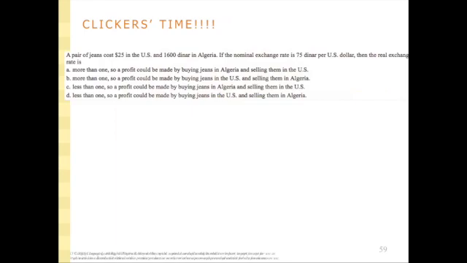So let us do a very quick clicker. A pair of jeans costs $25 in the US, P, and 1,600 dinar in Algeria, P star. If the nominal exchange rate is 75 dinar per US dollar, then the real exchange rate is what? Well, we just have to put these numbers together. The real exchange rate is equal to the nominal exchange rate times the domestic price, or CPI, divided by the foreign price, which is P star.